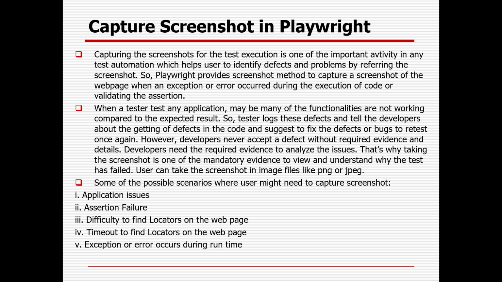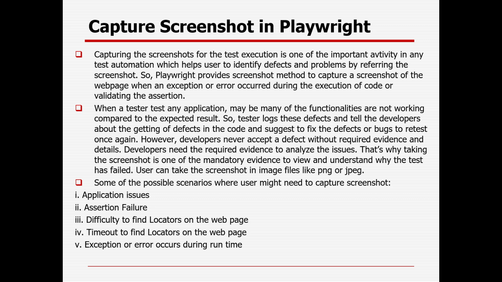Capturing the screenshot for the test execution is one of the important activities in any test automation, which helps the user identify defects and problems by referring to the screenshot. Playwright provides a screenshot method to capture a screenshot of the web page where an exception or error occurred during the execution of code or while validating an assertion.